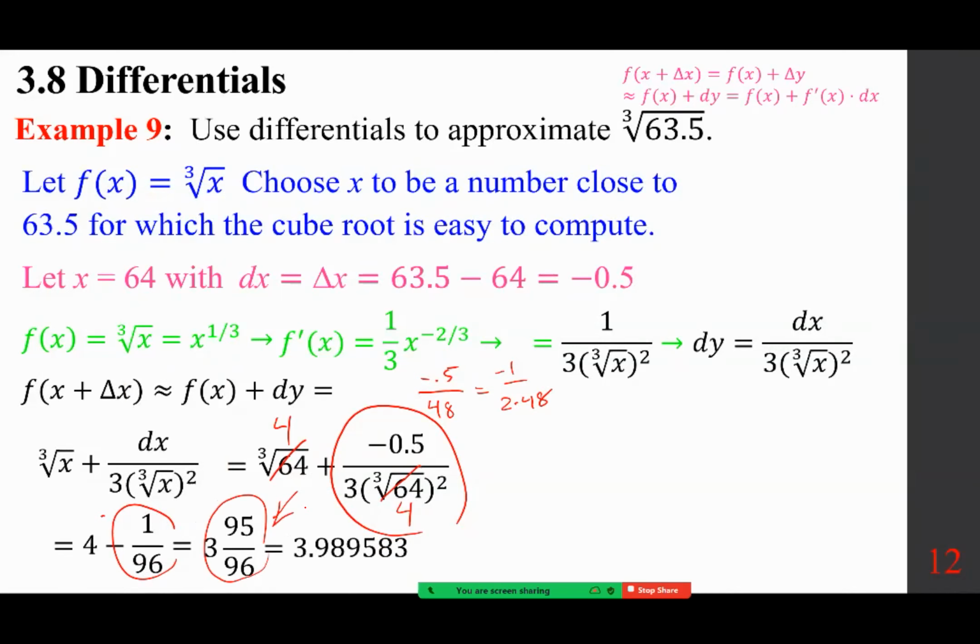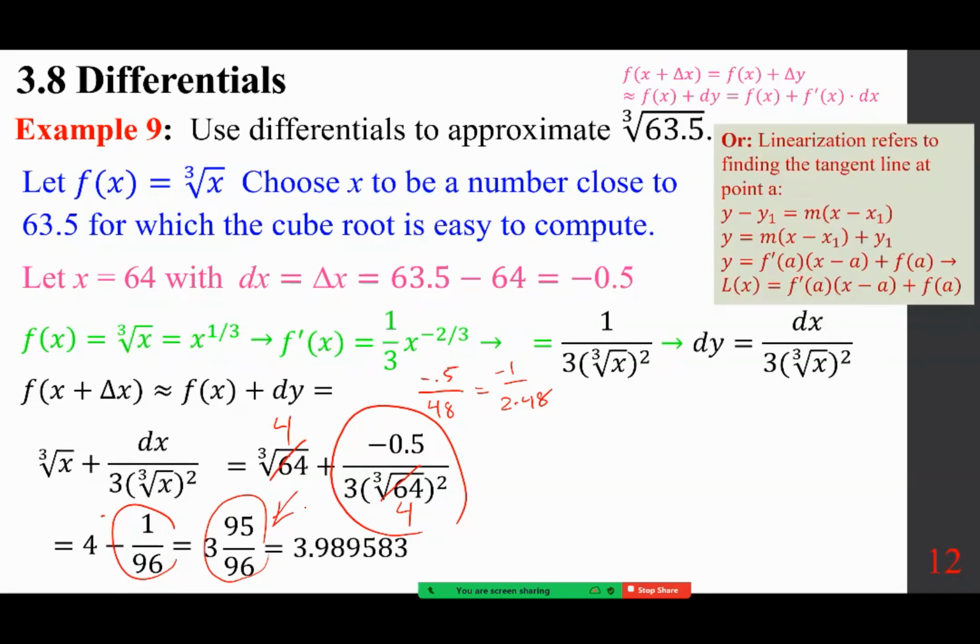The second method using the differential is equivalent to linearization. And linearization simply means tangent line, everybody. And tangent line, you don't have to memorize any of this. Just use the point slope. Y minus y1 is m times x minus x sub 1, which means I need two things. I need a pair. Well, x is 64. What is y? Cube root of that, which makes it 4. And what is the slope?